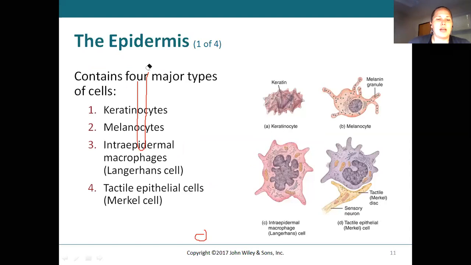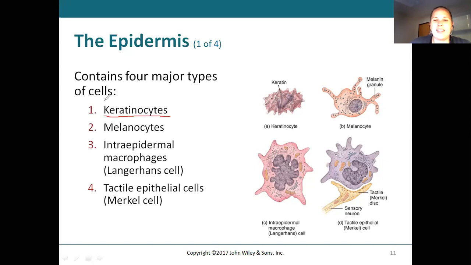Okay, so the epidermis. There are different layers for the epidermis, but first we're going to talk about what those layers are composed of. So what are the major players in the epidermis? What types of cells do we see in the epidermis? The first type of cell that we see are keratinocytes.